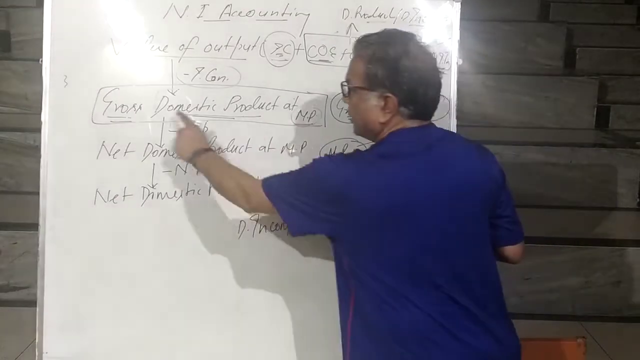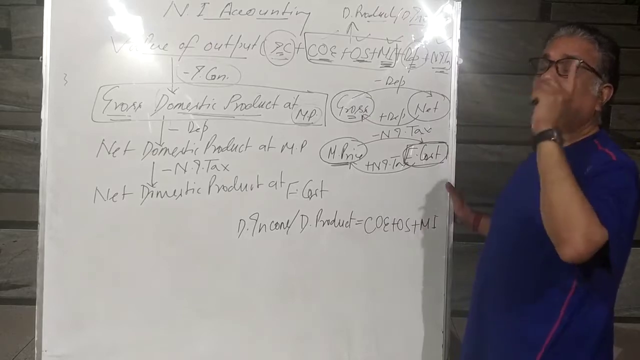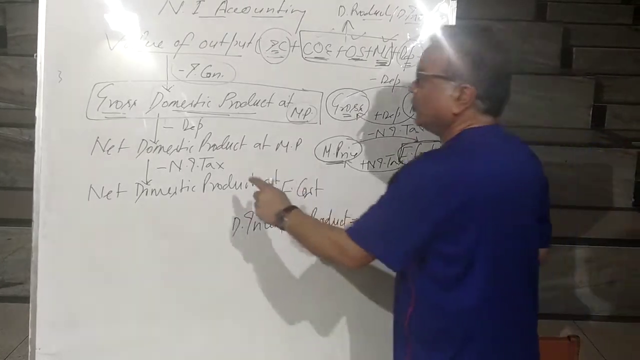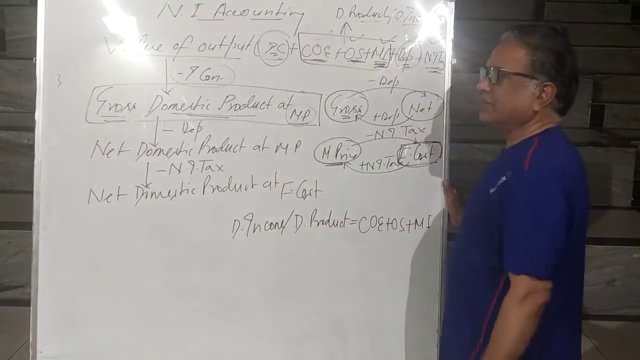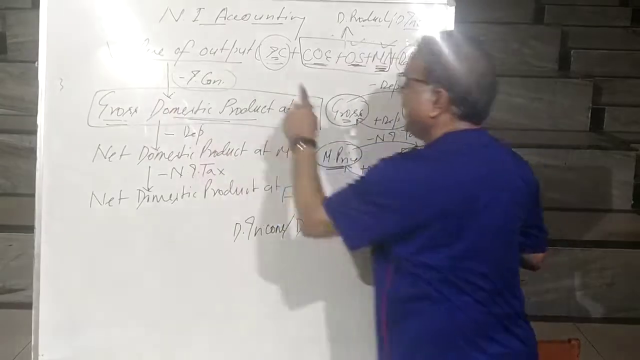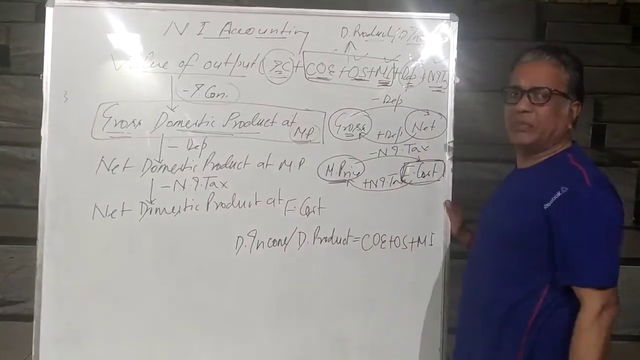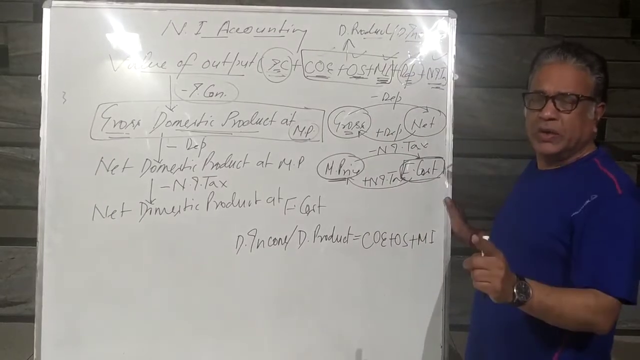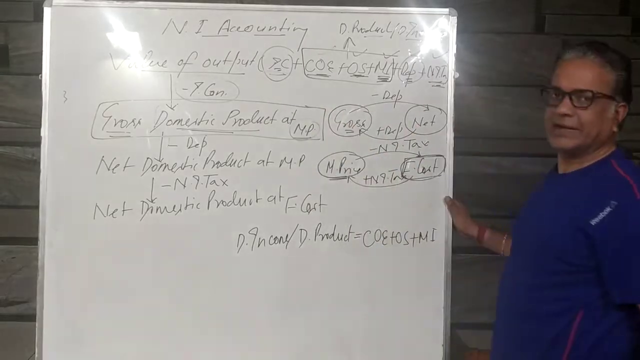So when you are going to define gross domestic product at market price, what will you say? Value of final goods and services. Where is it produced? Within the domestic territory, within the country. And what is included? Depreciation and net indirect tax. So what is gross domestic product at market price? Value of final goods and services produced within the country, including depreciation and net indirect tax.